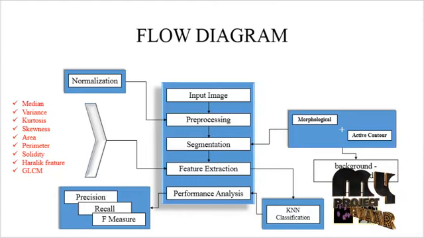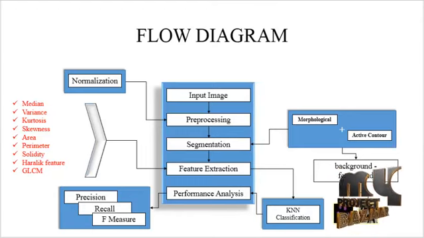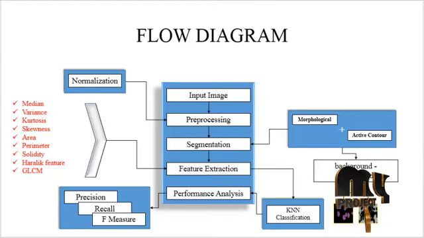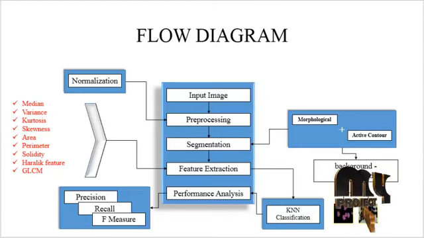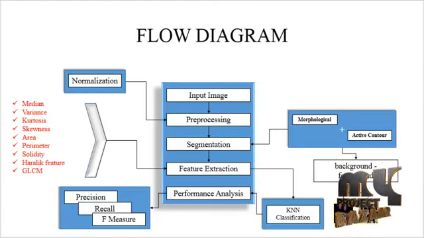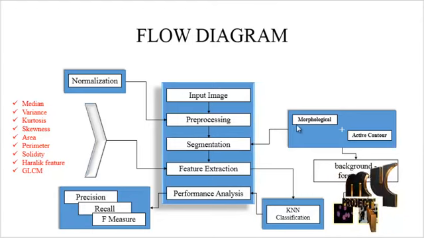At first, the input image is taken from the dataset. The dataset consists of several cancer mammogram cells, and after getting the input from the dataset, the pre-processing will be carried out. In this pre-processing, there are two steps. The first one is image resize, then the second one is normalization. After the normalization, the segmentation will be carried out by using two methodologies, the morphological and then the active contour method.